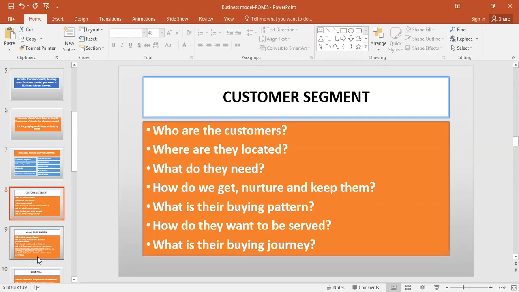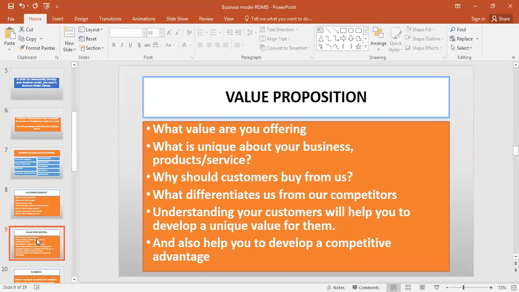So if you can get your customer segment right, then the next is for you to look at the value proposition. You know, after identifying the problem, the challenge that customer wants to be solved in that industry, what value are you offering? What are the unique solutions that you want to bring into the industry, that you want to use to solve the customer problem? Why should customers leave their current businesses that they are currently patronizing to patronize you? What will differentiate you from the competitors?